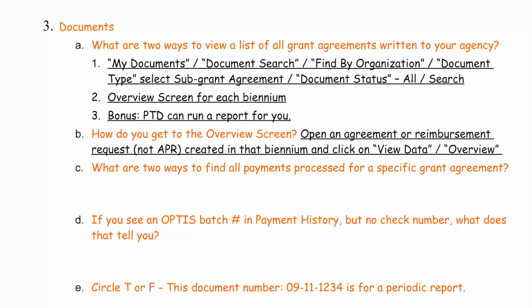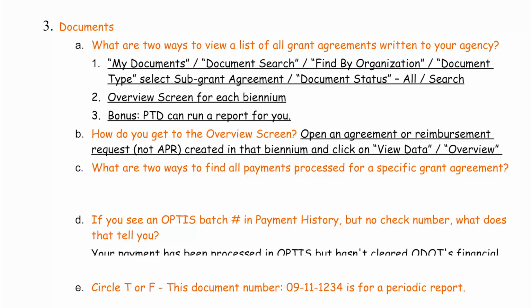If you see an OPTIS batch number in the payment history but no check number, what does that tell you? Anybody get this far? It's on the way to being processed, but not done yet. Right. This is 3D. It hasn't been issued yet, but it's in the batch. So it hasn't cleared ODOT's financial system. Did we skip 3C?